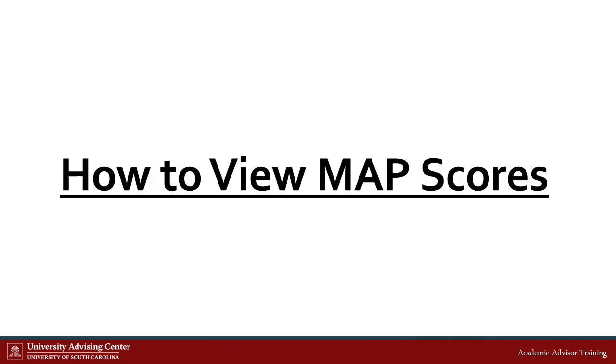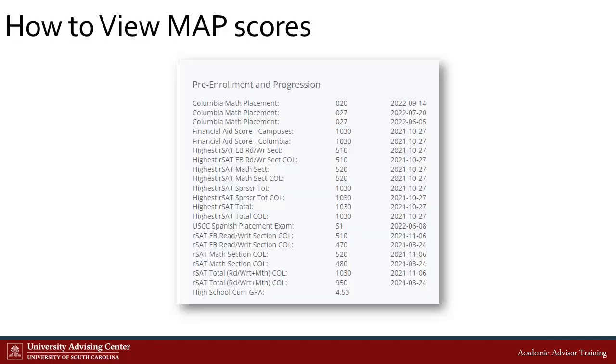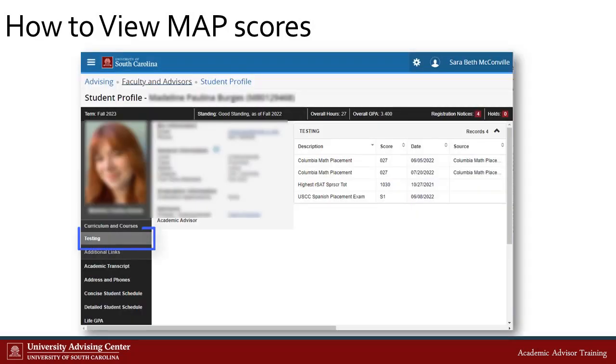How to view Math Assessment of Prerequisite scores. Math placement test score information can be found in the technology platforms used in advisement at USC. EAB Navigate, at the bottom of the page under the Courses tab. Self-Service Carolina, by clicking on the Testing tab from the Student Profile page.